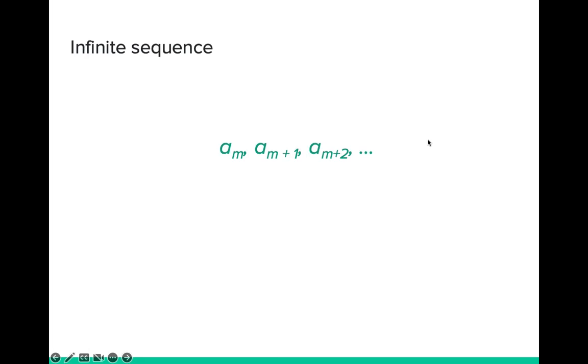So if we have this notation, a sub m, a sub m plus 1, a sub m plus 2, and so forth, we are basically denoting here an infinite sequence. Okay, so in this case, what will be the terms? The terms will be a sub m, a sub m plus 1, a sub m plus 2, and so forth.